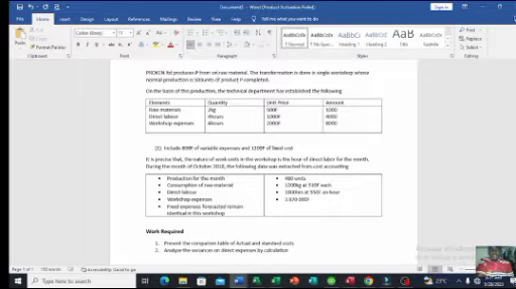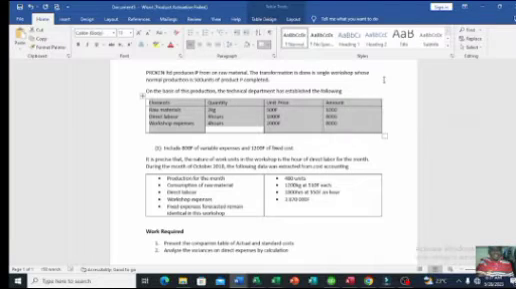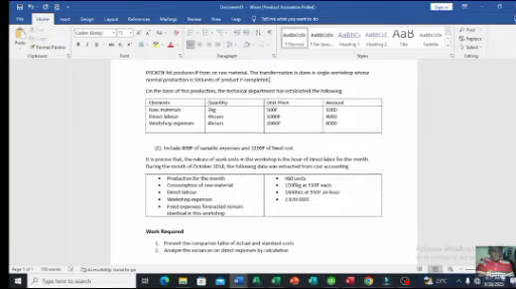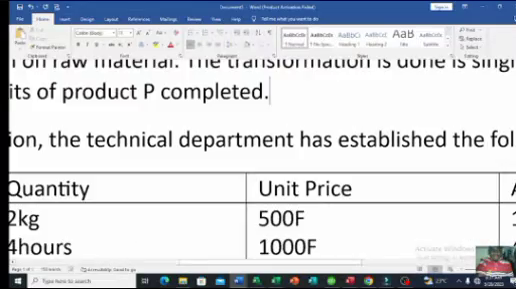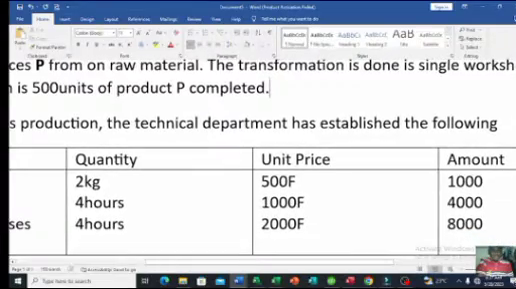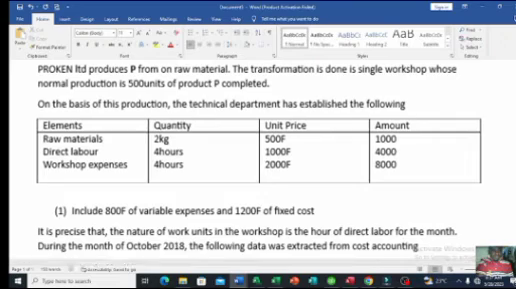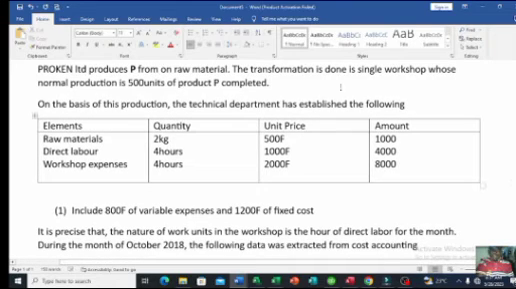Normal production is 500 units of this. On the basis of production, the technical department has established the unit standard cost. With respect to this question, they have already prepared the unit standard cost. So this is the question. I hope it's clear now to everybody.